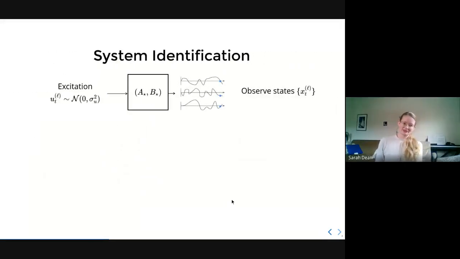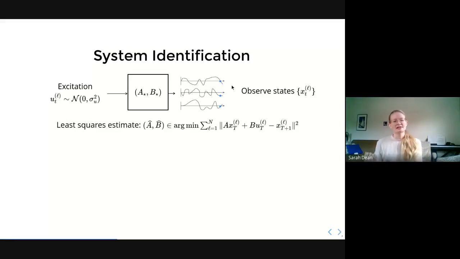So starting with system identification, we are going to consider a very simple setting where the inputs are chosen as Gaussians randomly to excite the system with some covariance sigma u, which is the size of our excitation. And we're going to observe the states. I'm writing here the subscript T as how many steps into a given trajectory, and the superscript L is which trajectory I'm on, because remember, we're in this multiple trajectory setting.